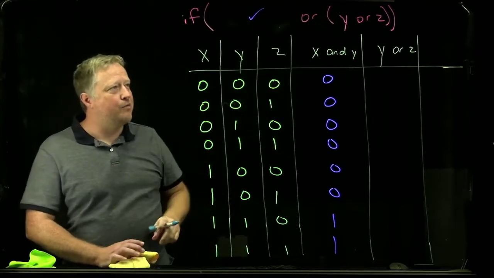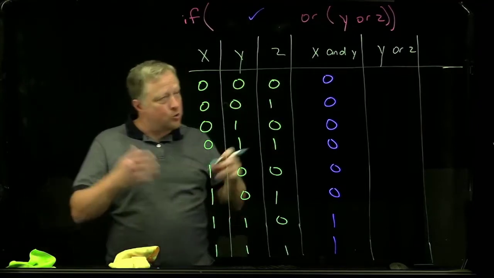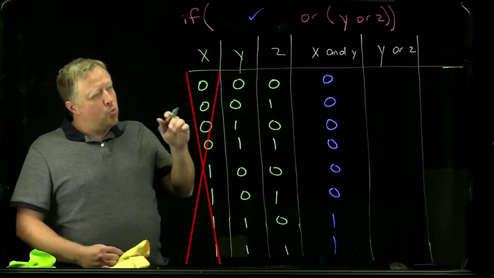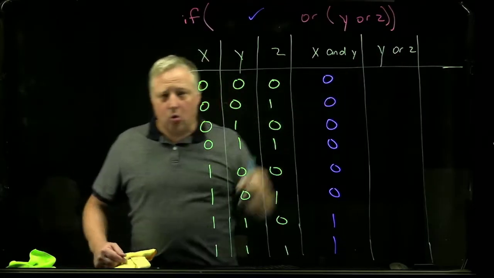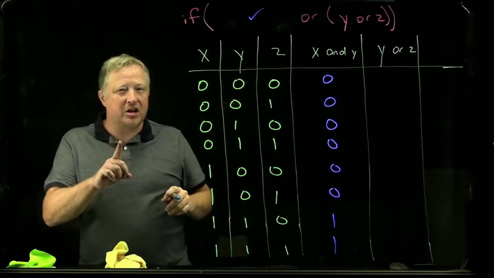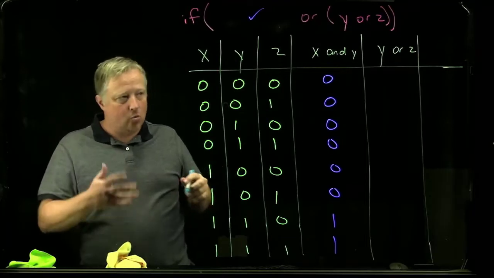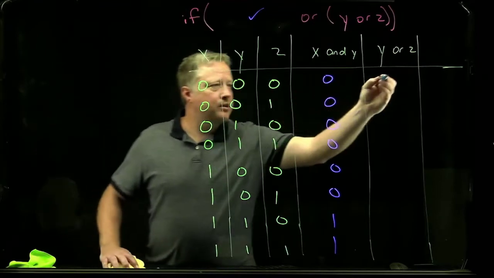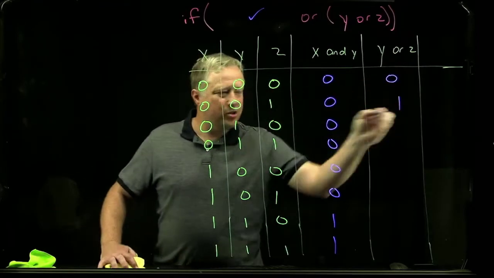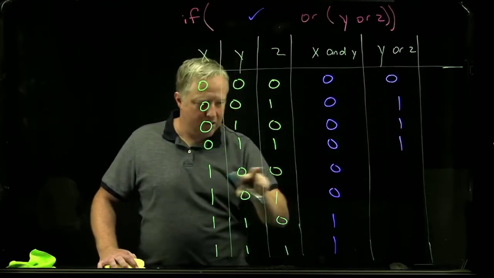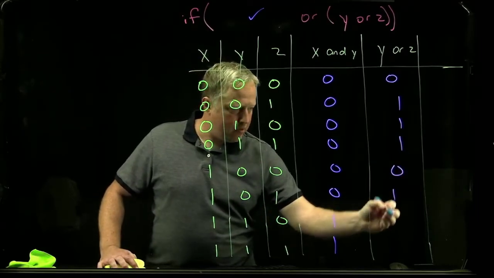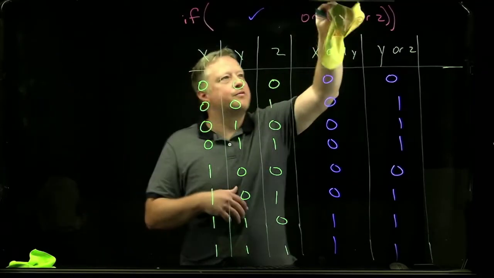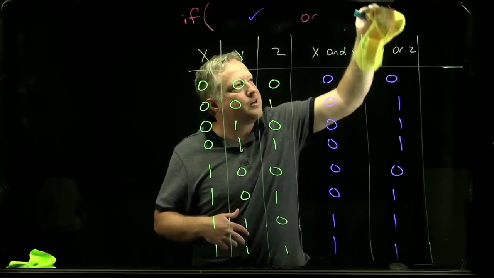Now I have to take care of the other part, which is this y or z. Who am I completely ignoring on this one? It'll be x. The y or z, or means I'm looking for the 1, but as soon as I see a 1, then the whole thing is a 1 or a true. Again, completely ignoring x. There's y or z, 0, 0, there's a 1. As soon as I see a 1 in either one of these two, then I know it's a 1. Now, I have taken care of this part of the equation.